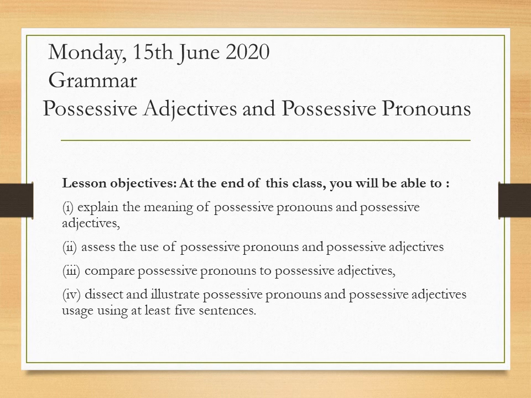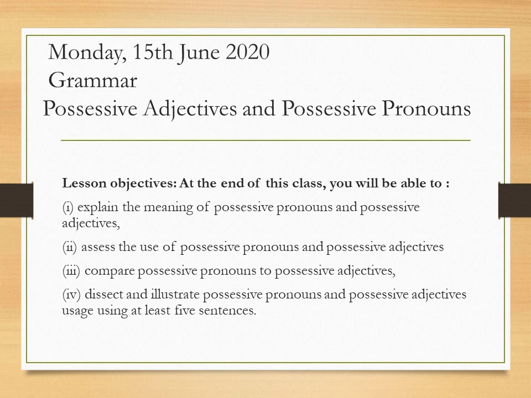At the end of the class, we're going to look at the features and the meaning of possessive pronouns and possessive adjectives. Then also assess the use of possessive pronouns and possessive adjectives. We're going to look at how they are used in sentences. We have to compare possessive pronouns to possessive adjectives to get the features of each one. Then we're going to dissect and illustrate them using at least 5 sentences.